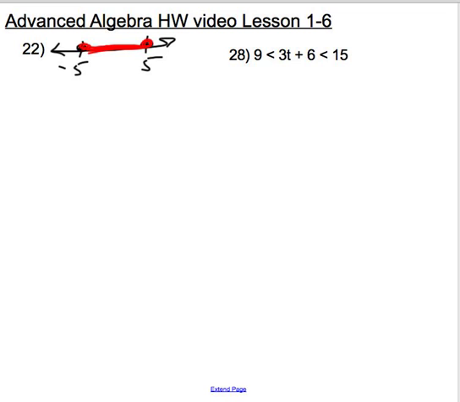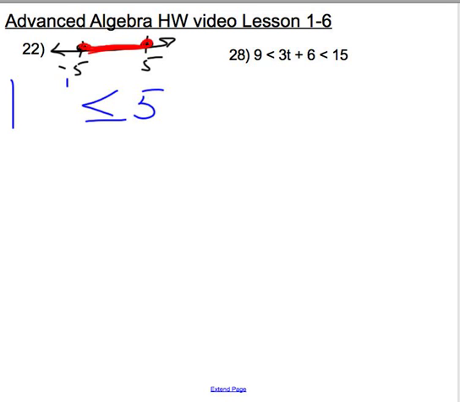Number 22, I have closed circles, so I know I'm going to need "or equal to," and I'm shading between -5 and +5. I'm shading between numbers, so less than or equal to, and the biggest number I have represented in my graph is 5. I want all the numbers that are less than or equal to 5, because I shaded to the left, and it's a closed circle, so less than or equal to.